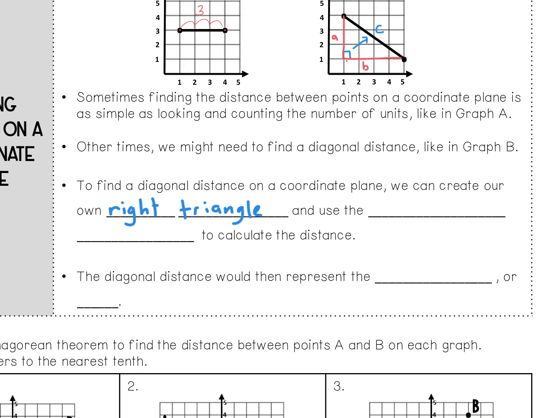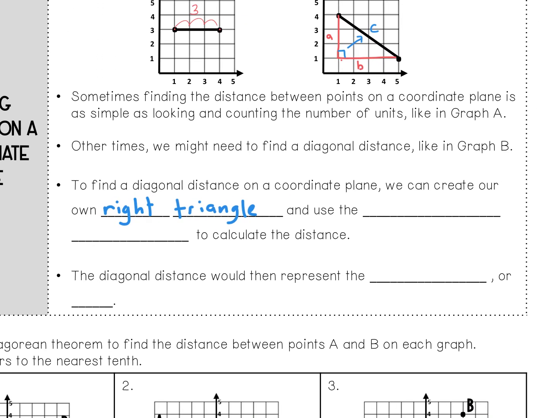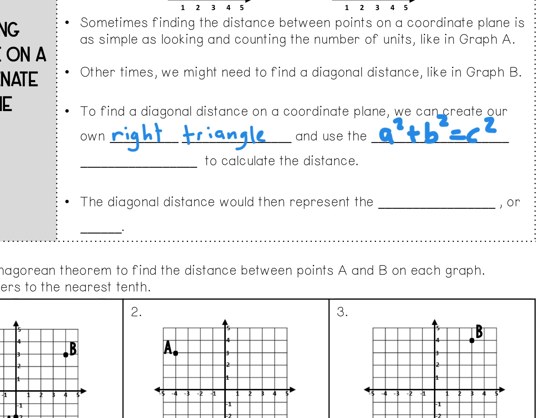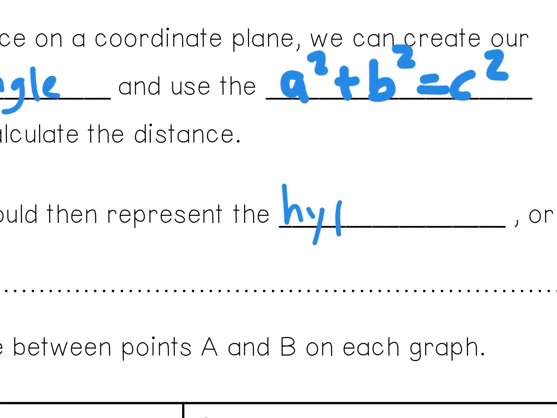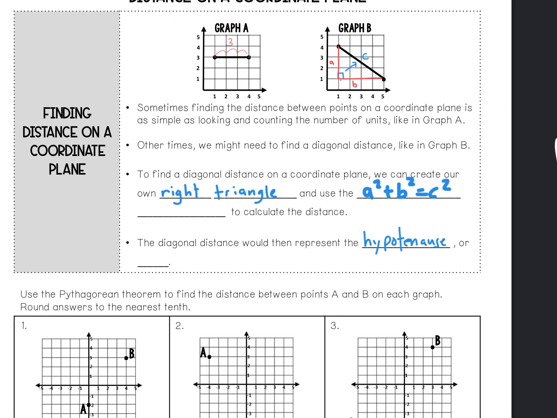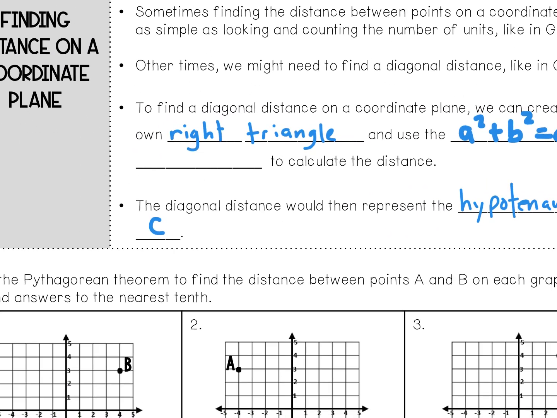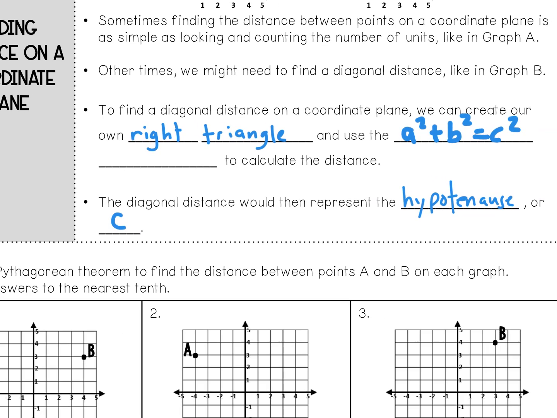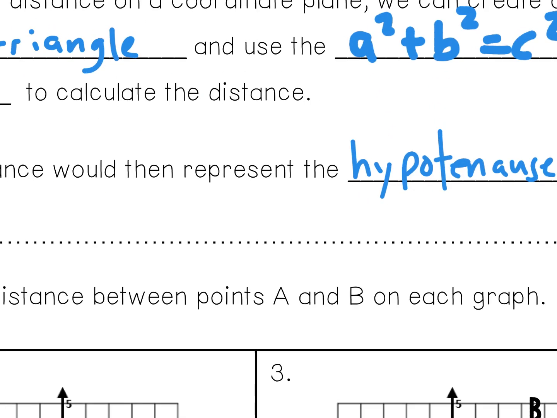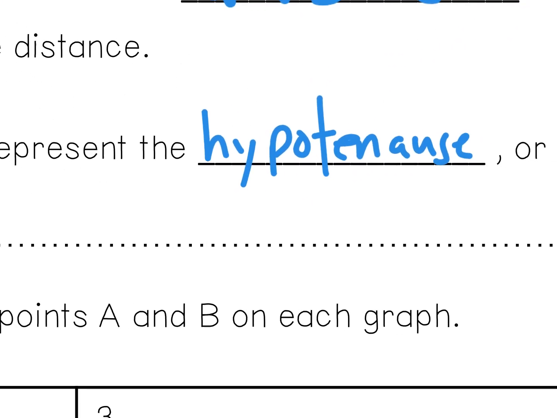And we use the Pythagorean theorem, but I'm going to write it out instead. A squared plus b squared equals c squared. So in other words, the Pythagorean theorem to find the distance. The diagonal distance would then represent the, I already said it, the hypotenuse. I believe I'm spelling that right. Or C. Okay, and that's it. We're just going to take what we've already been doing, and apply it.